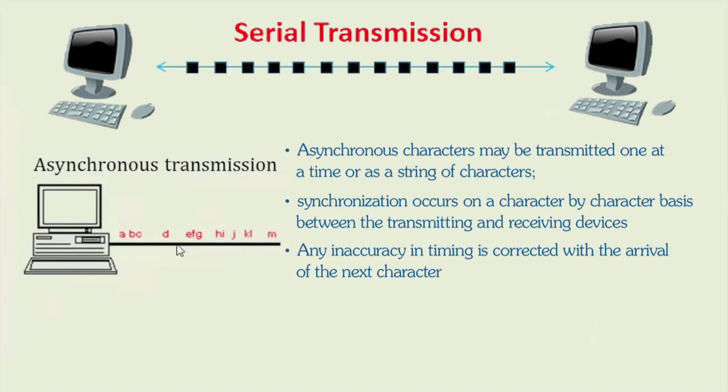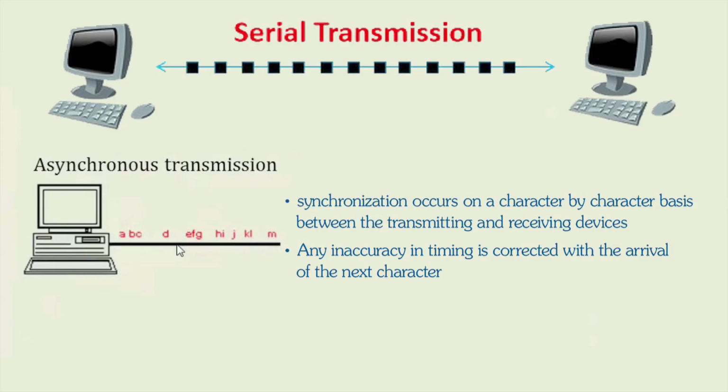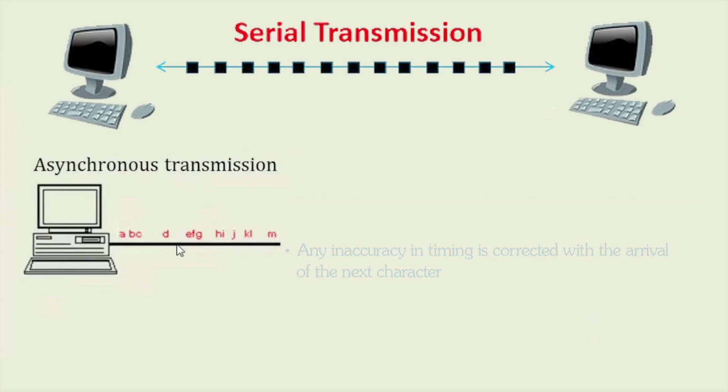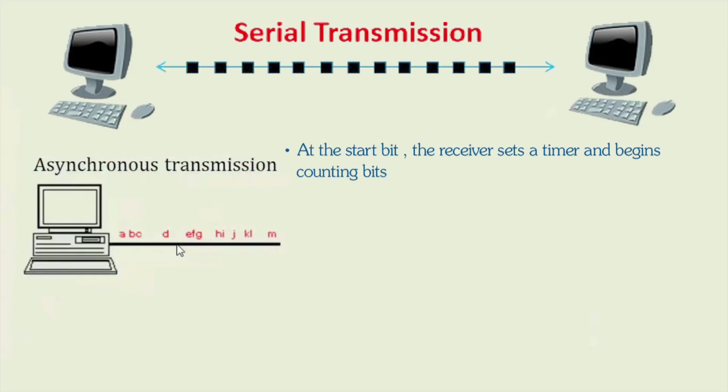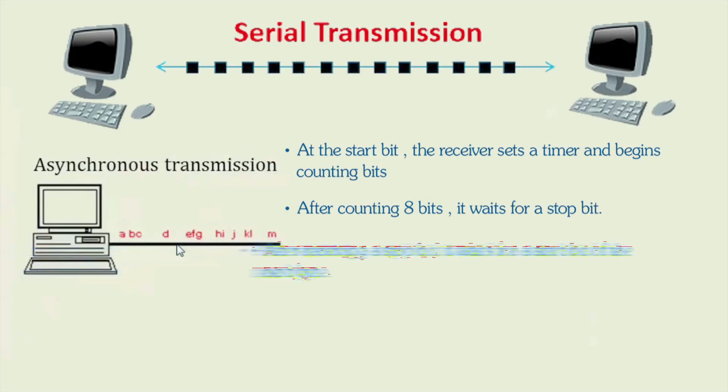Let me summarize at the end how asynchronous transmission takes place. I have given you an example, but here everything is written. At the start bit, the receiver sets a timer and begins counting bits. After counting 8 bits, it waits for a stop bit. After receiving a stop bit, it waits for another start bit of the next byte. So this way they are both synchronized with each other.